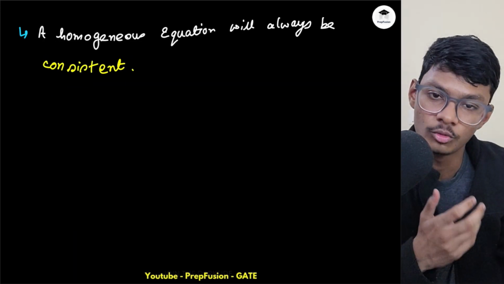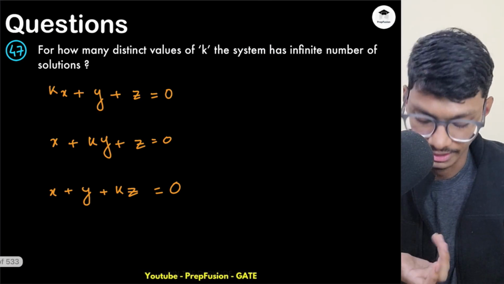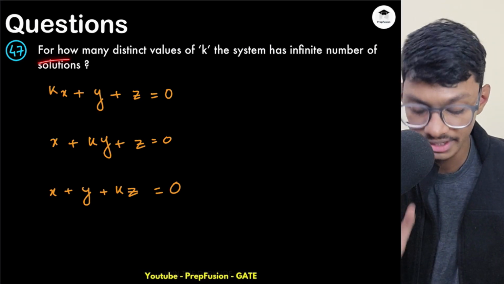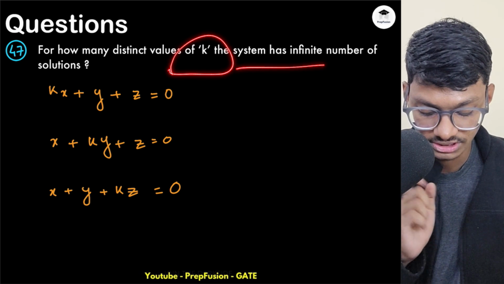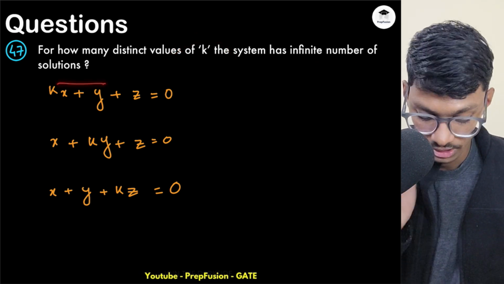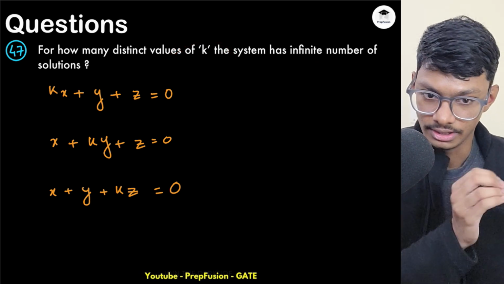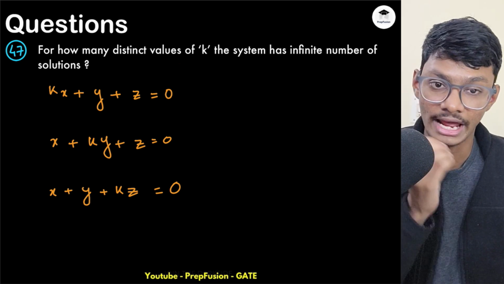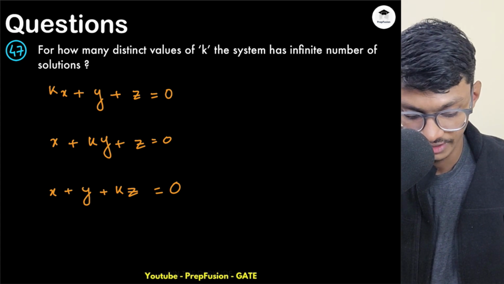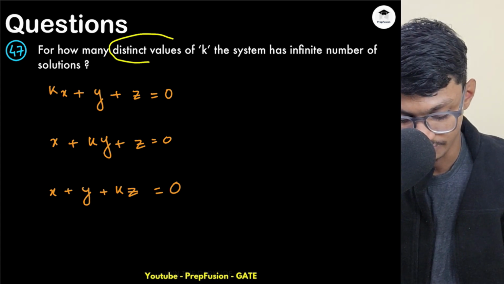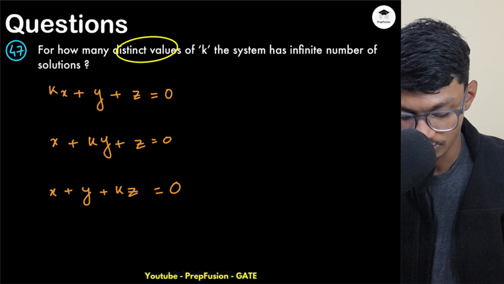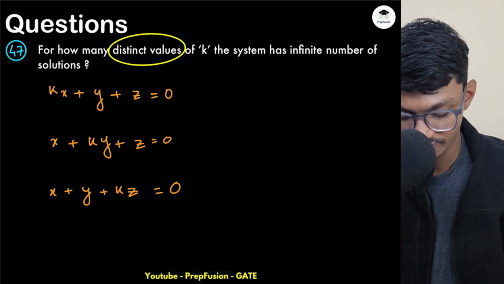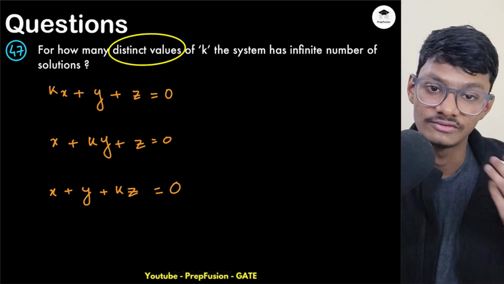So let's do a few questions and from there we'll understand this better, right? Here the first question is, for how many distinct values of k the system has infinite number of solutions? They are not asking about the value of k, they are asking how many distinct values of k. Just remember what they have asked, very important in the examination hall also.